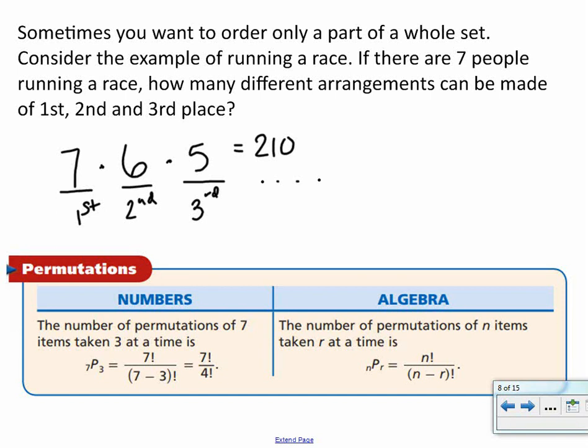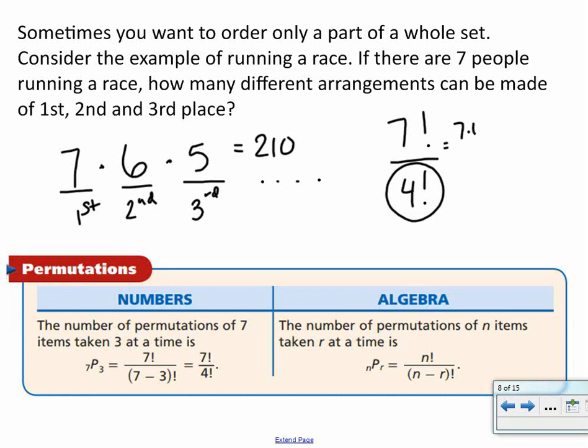We could also do this using factorial, right? 7 factorial would be 7 times 6 times 5 times 4 times 3 times 2 times 1, except that takes into account the order of the people that came in 4th through 7th. Now again, we don't really care what order they came in, so to compensate for that, what you would do is divide this by 4 factorial. This denominator here would eliminate the combinations of the people that came in 4th through 7th.